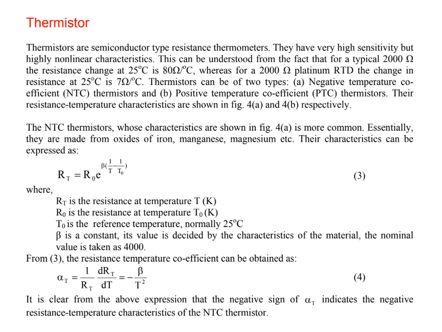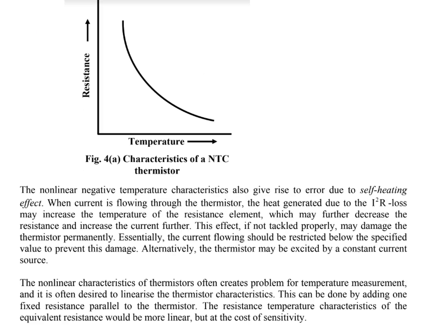From this, the temperature coefficient can be represented as alpha T equals 1 by RT into dRT by dT. This is inversely proportional to resistance. If you see the characteristics of the thermistor, as there is an increase in the temperature, there will be a reduction in the resistance. That's why you call this a negative temperature coefficient.